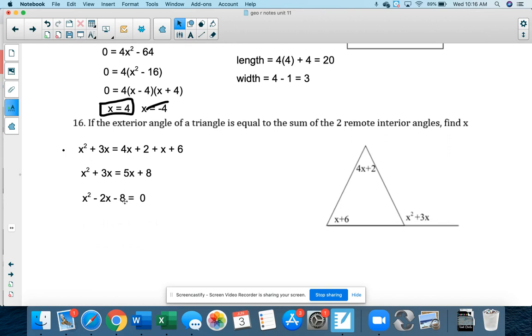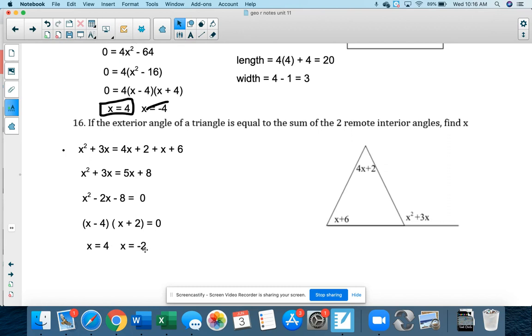So the numbers that multiply to 8 are negative 4 and positive 2. And I want the 4 to be negative because I need this to be a negative 2 in that middle term. So x minus 4, x plus 2. 4 times 2 is negative 8, and negative 4x and positive 2x is a negative 2x. Then I set each answer equal to 0. So that gives me x equals 4 and x equals negative 2.